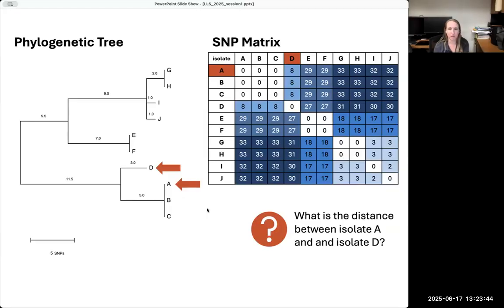So the SNP distance is going to be 8 SNPs here. And again, if we look at the A row and then where it meets the D column, we get 8. And then if we want to look on the tree, we follow from A, go down, go over 5 SNPs, and then we go over 3 to get to the D. So 5 plus 3, that is 8. 8 SNPs.